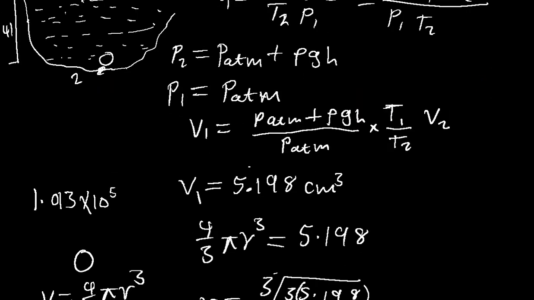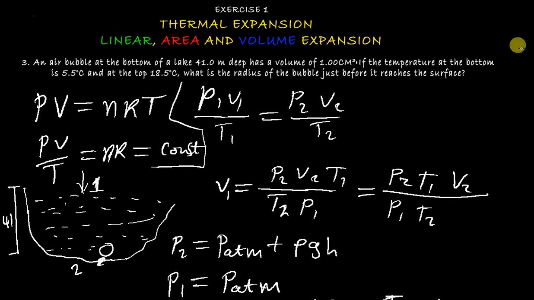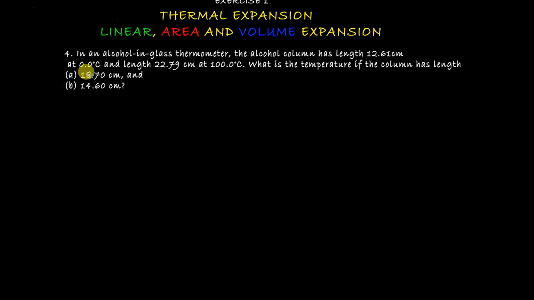Let's quickly do the last question. So question 4 is, in an alcohol in glass thermometer, the alcohol column has length 12.61 at 0 degrees and length 22.79 centimeters at 100 degrees Celsius. What is the temperature if the column has length 18.7 and 14.6?